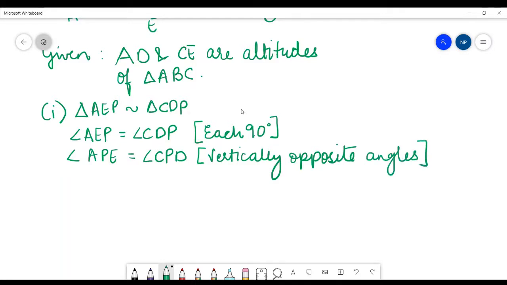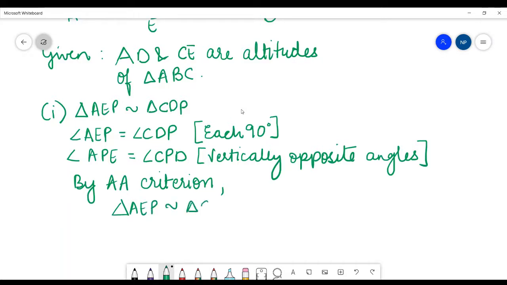Now, we have proved that both the angles are equal. Therefore, by AA criterion, now what does the AA criterion say? That if two angles of one triangle are respectively equal to two angles of another triangle, then the two triangles are similar. By AA criterion, we have triangle AEP is similar to triangle CDP. I'm sorry children, this is CDP. So hence proved.